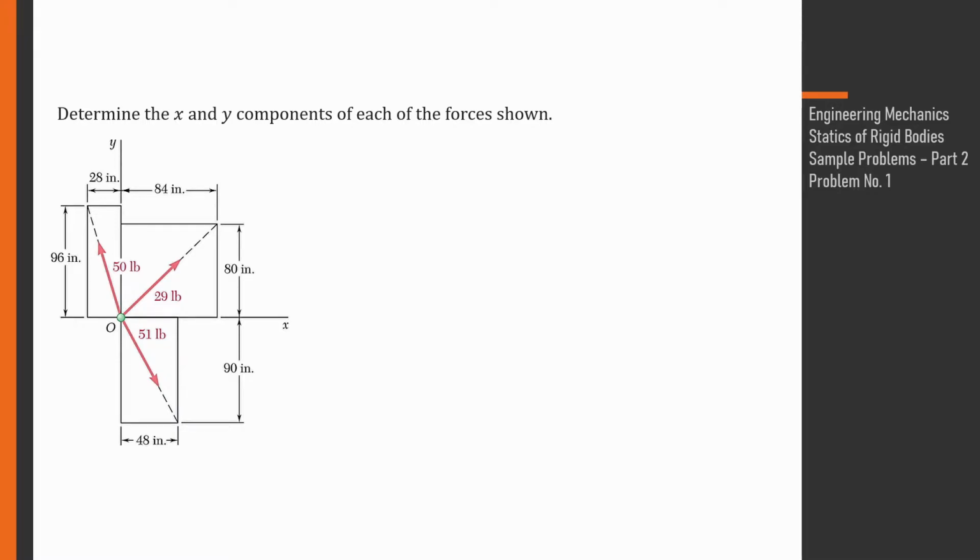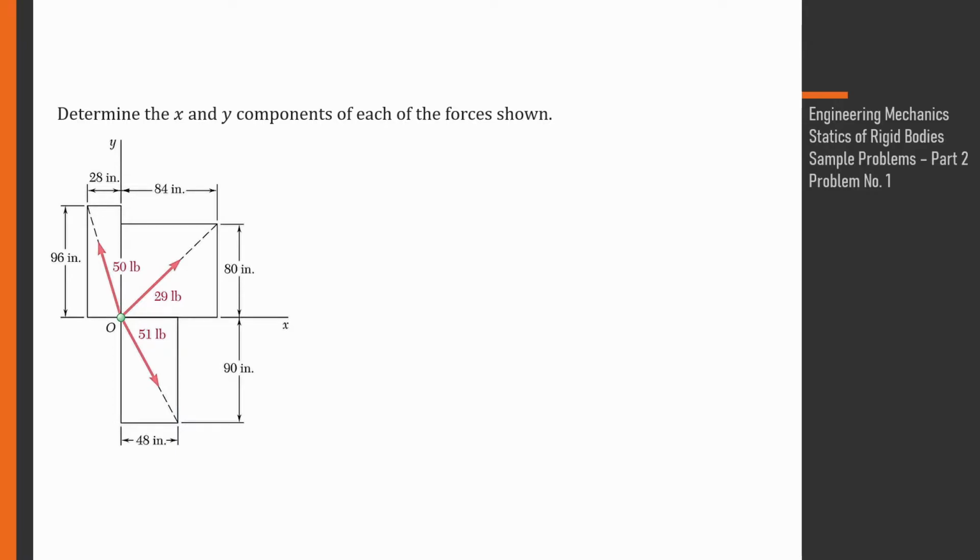We have a 50-pound force on the positive y and negative x-axis. We have measurements here, 28 inches to the left of the origin O and 96 inches above the origin O. The 29-pound force, 84 inches to the right and 80 inches above the origin O. And the 51-pound force, 48 inches to the right and 90 inches below the origin O.